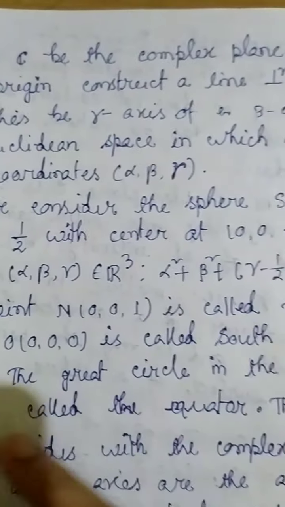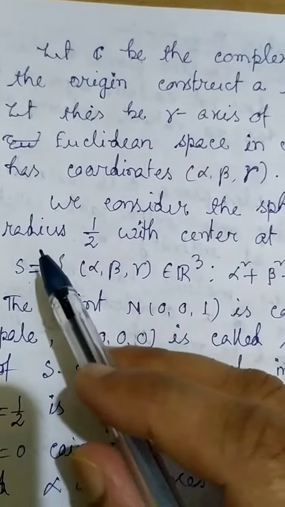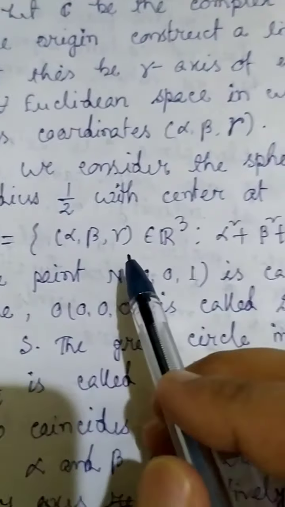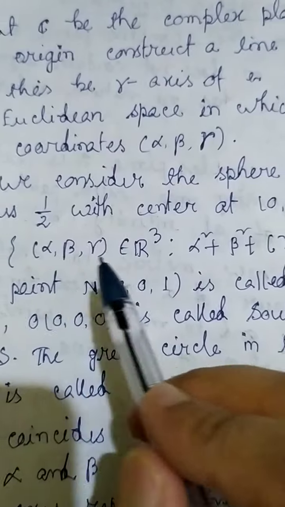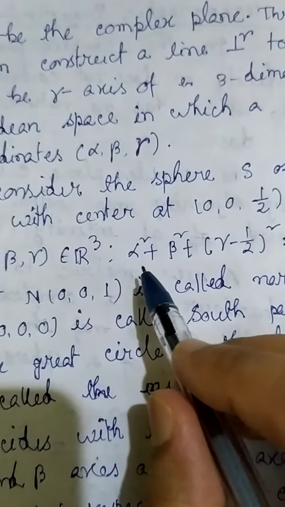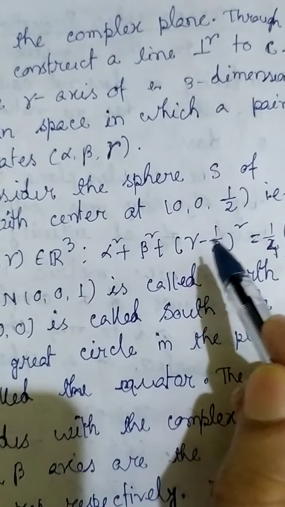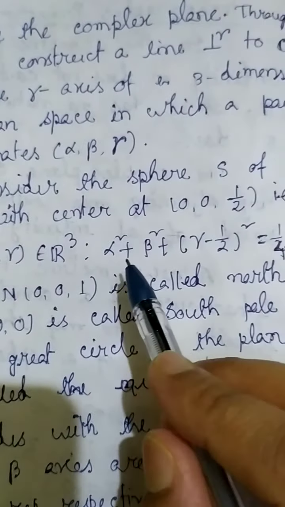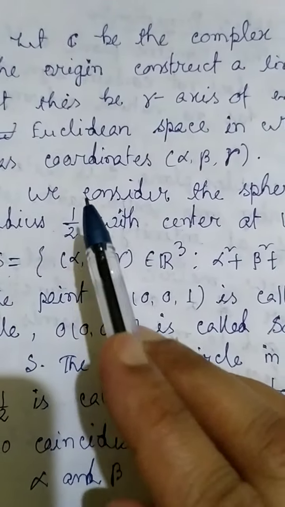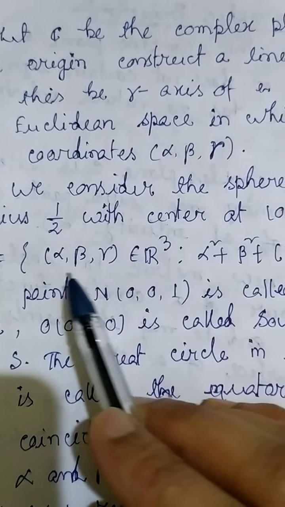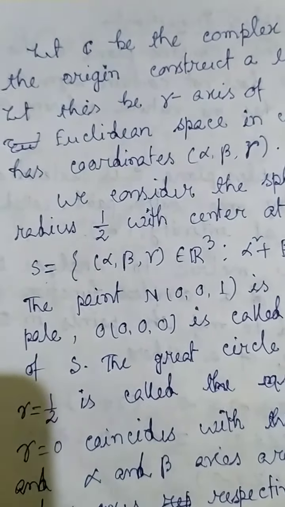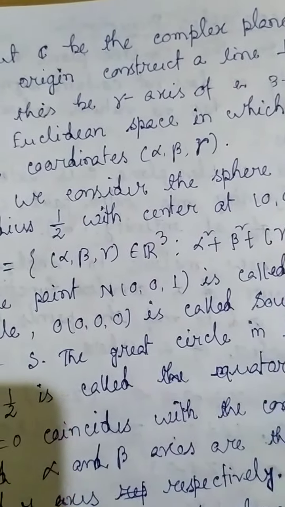Now consider a sphere of radius half with center at (0, 0, half). That is, the sphere is the collection of all those points (alpha, beta, gamma) in R cube satisfying this condition. This is the standard equation of a sphere where the center is (0, 0, half) and the radius is half. These alpha, beta, gamma are real numbers in R cube. This is the collection of all those points.